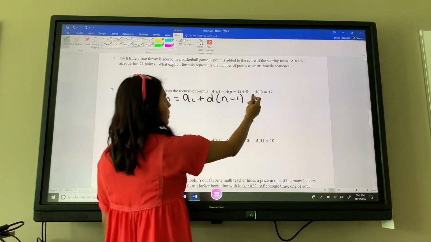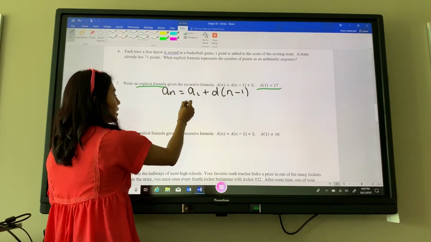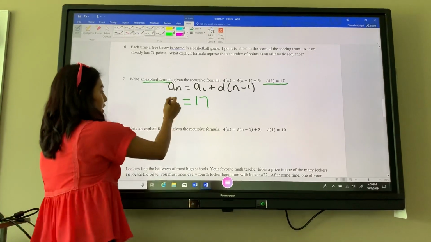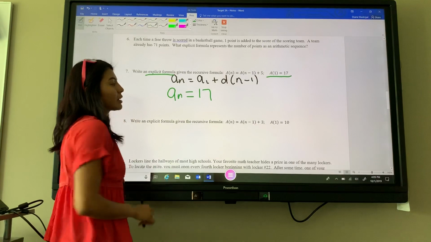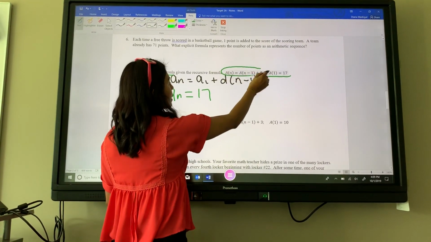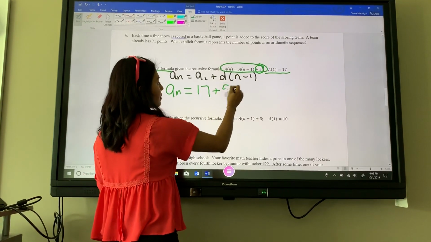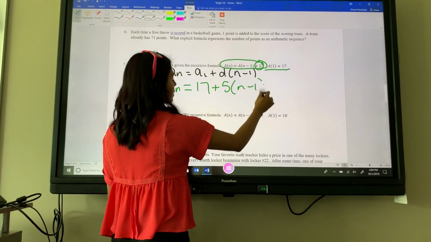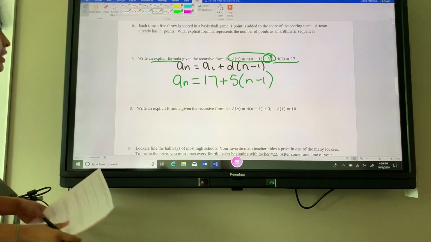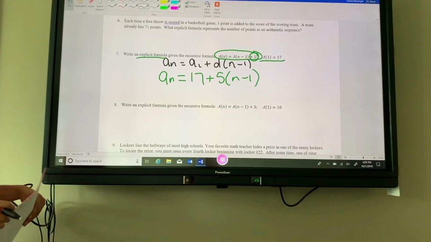They told you A1 is 17. That means that it started at 17. That's my A1. Alright, AN didn't give me a term, so it stays like that. The difference, they give you an equation right here. They told you the difference is 5, so that's going to be 5 and n minus 1. That's it. Plug in the numbers, plug it into the right explicit formula, and that's all you have to do. You don't have to solve it.